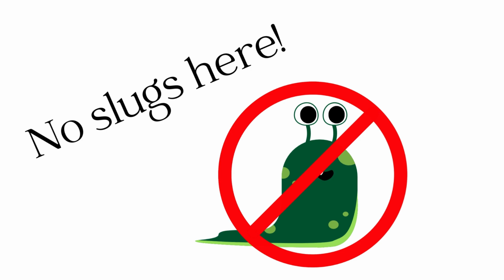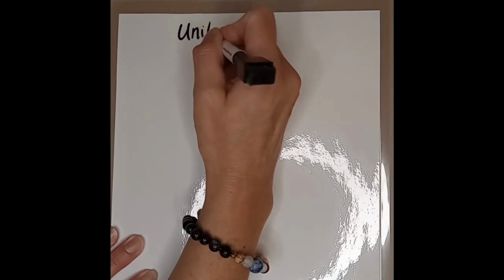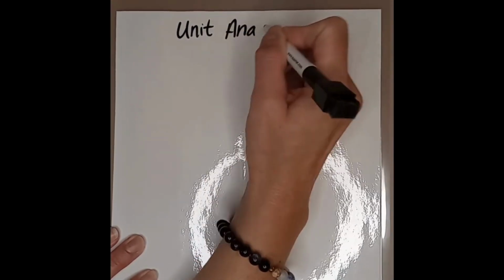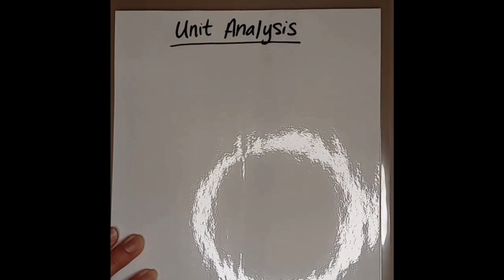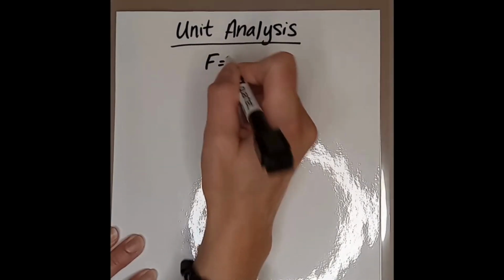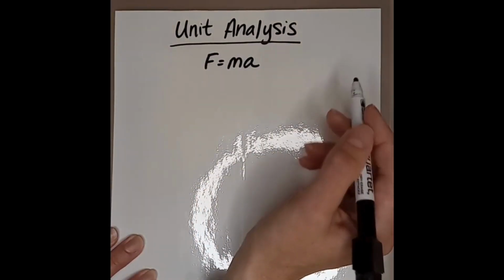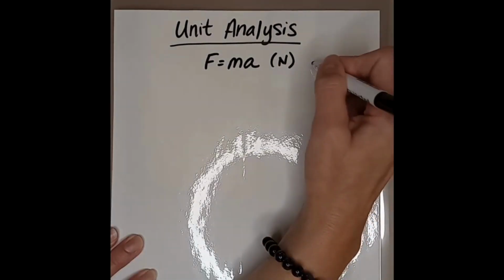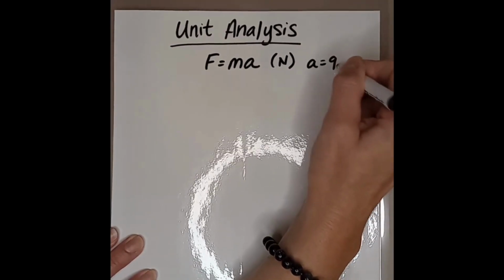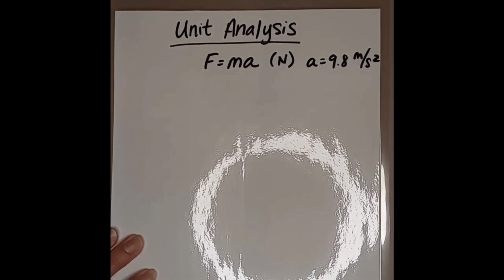So we'll talk about unit analysis here real quick. This is one of my favorite techniques to do a quick check to see if your problem solving has been correct. We just talked about force and how that is related to mass. So force is equal to mass times acceleration, and we have units of newtons. And acceleration is our constant acceleration due to gravity, 9.8 meters per second squared. So whenever you're talking about acceleration, your units will be meters per second squared. Mass will be in kilograms here.